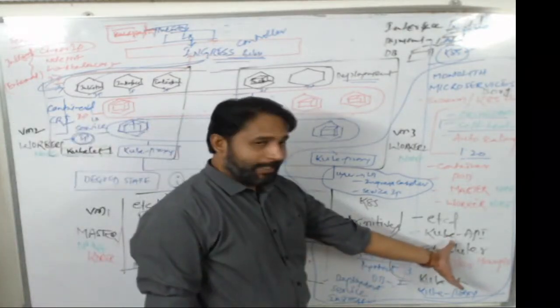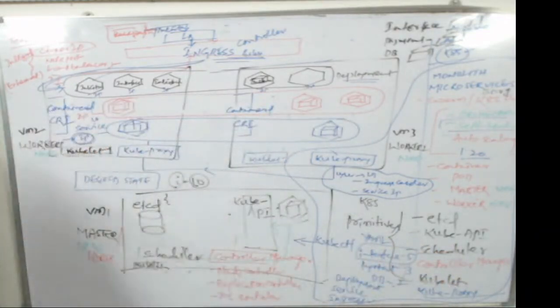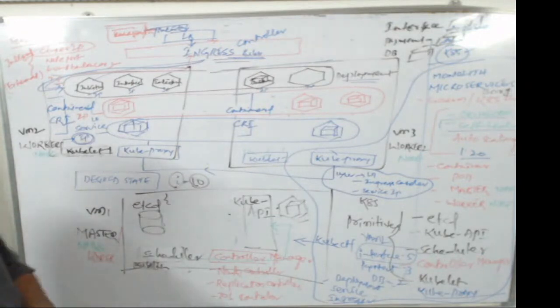These things are always there in Kubernetes. The primitives are always there. Once you install, the primitives are there. There's nothing for you to do there.